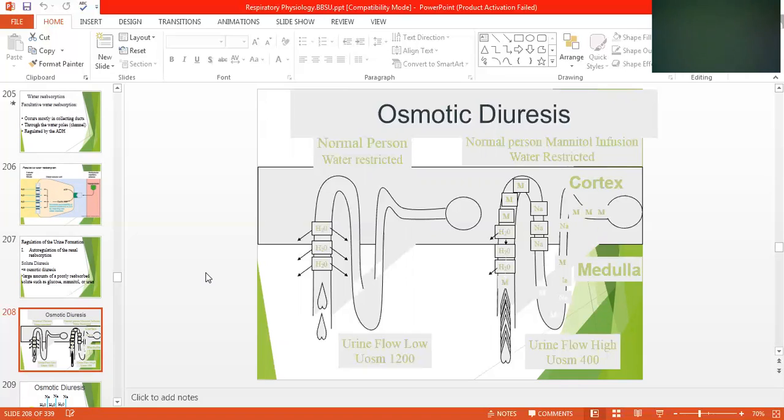Urine flow low, osmotic pressure is 1200, and urine flow high, urinary osmotic pressure is 4.